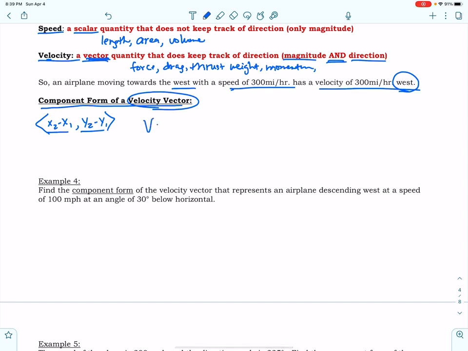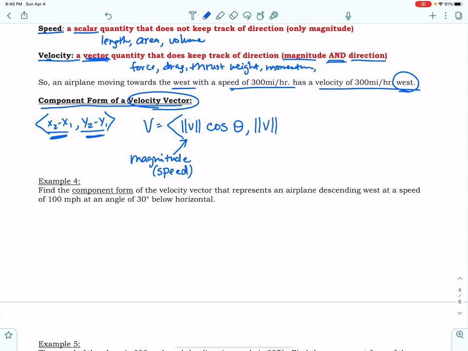A velocity vector component form has to take into account the magnitude of the vector. The magnitude is going to represent our speed for these problems. You'll see what I mean in a moment. And we also have to take into account the x value and the y value. The way we do that is to think of it as cosine theta.